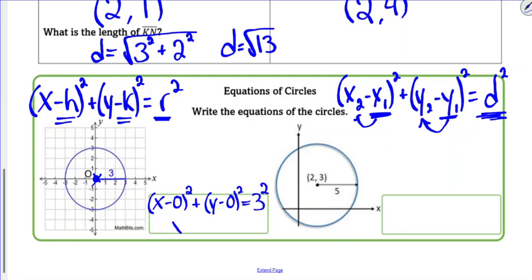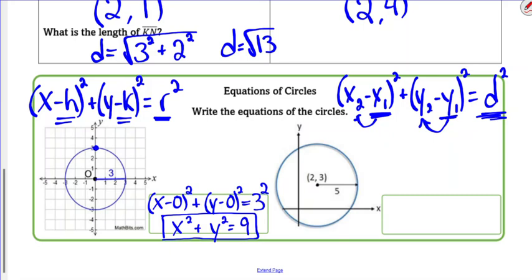x minus 0 is just x, so that's just x squared. y minus 0, same thing, that's just y squared, and then 3 squared is 9. That is the equation of this circle. It only looks that simple because the center of the circle is (0, 0). What that's really telling us is that I can find any given point on this circle using that equation.